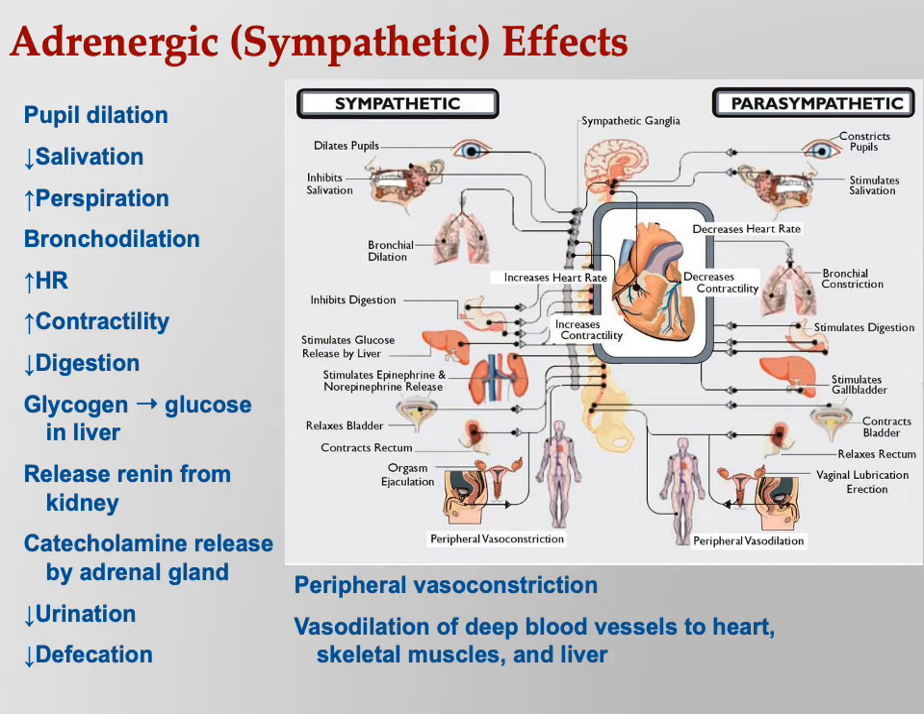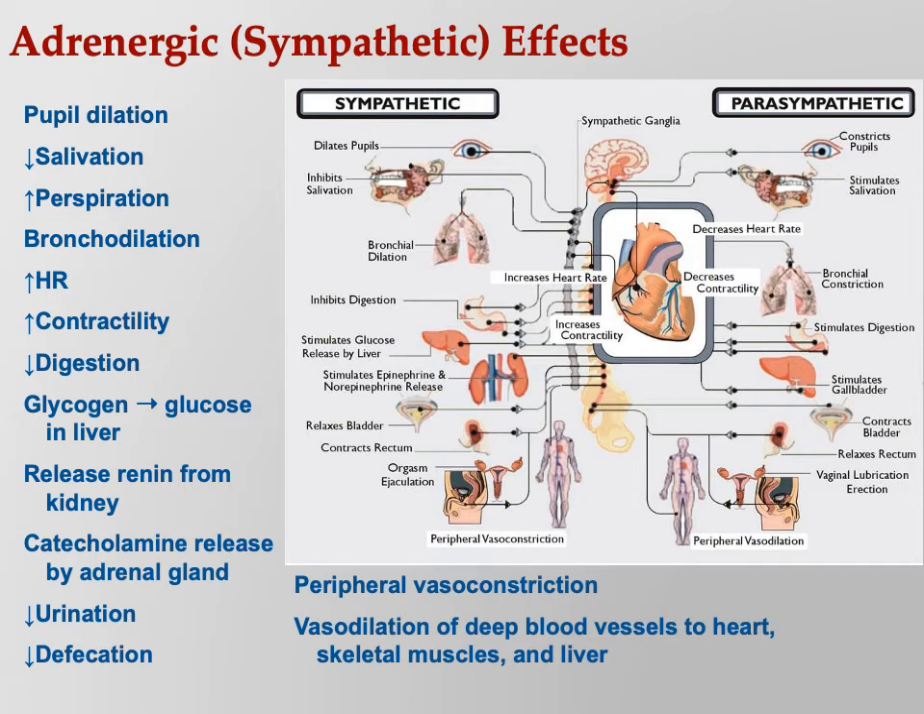Peripheral vasoconstriction, so the small blood vessels out near the surface of your body, it's going to make those constrict down because that will raise blood pressure and therefore get blood to your organs faster. On the other hand, it will vasodilate the deep blood vessels going to places like your heart and your skeletal muscles and your liver because they need more blood. Your heart's working harder. It needs more blood. Remember, the heart needs oxygen and glucose too to keep itself alive, so the heart has to have its own blood supply. Skeletal muscles to run and fight. Liver in order to convert glycogen back into glucose.